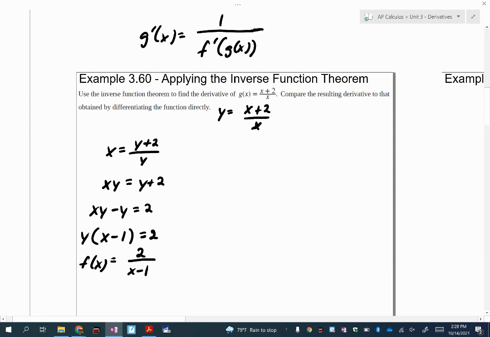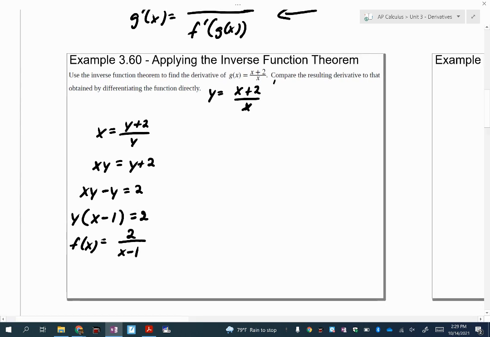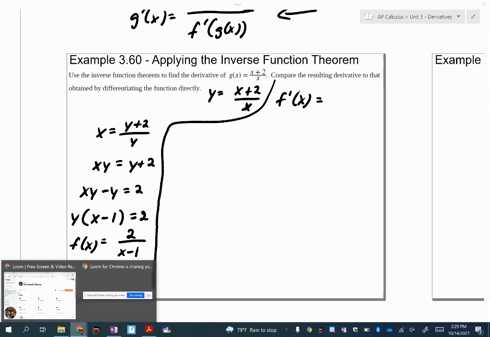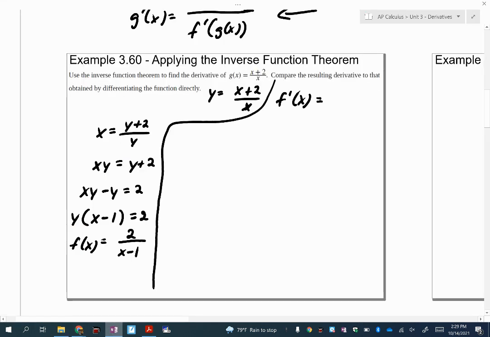Okay? So now again, I'm going to be finding the derivative of g of x by using this formula up here. So I need to find now the derivative of the f of x function, which I just found. Let me view that as step 1. Here's step 2. I'm going to find the derivative of the f of x function, and you'll notice I'm going to be using the quotient rule, all right?